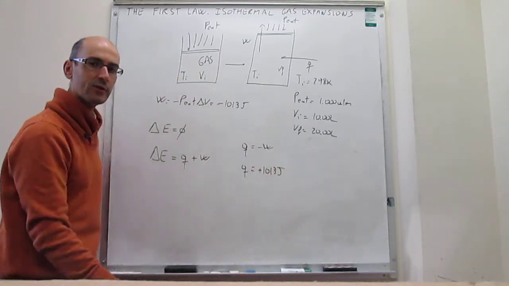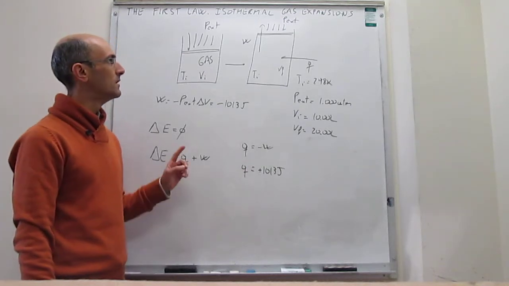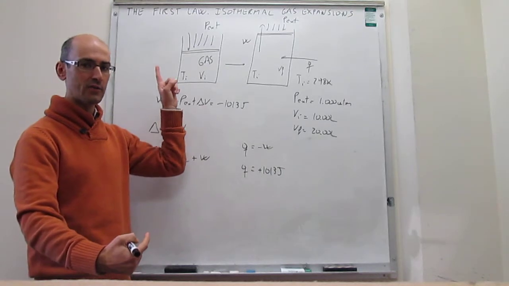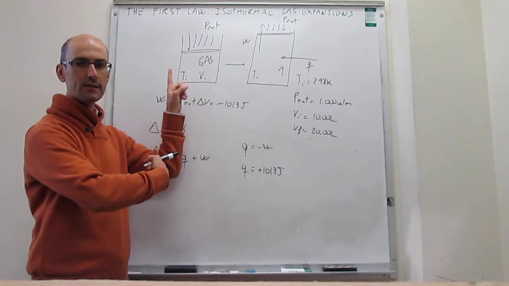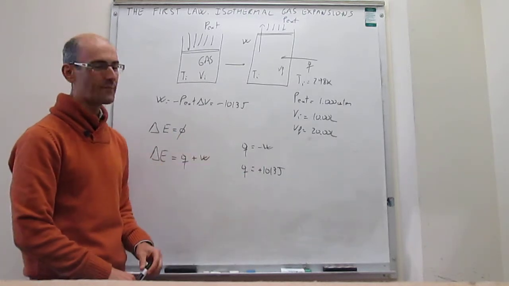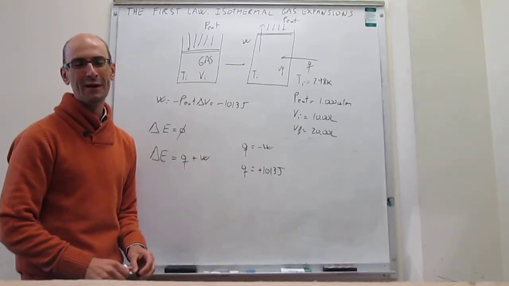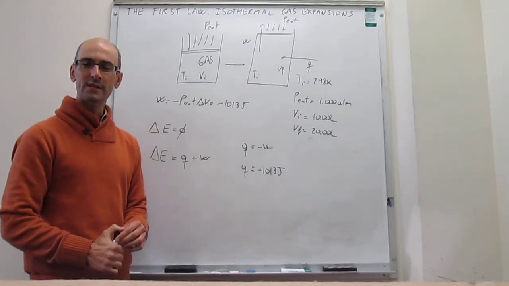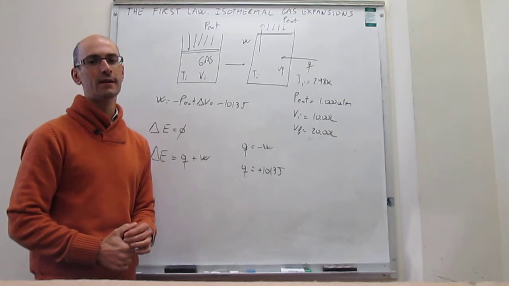That is how you get an isothermal gas expansion. You lose some energy as work, but the same energy that you lose as work is absorbed by the system as heat, and that's what those signs tell you. In this video we have seen a first application of the first law of thermodynamics to the specific case of an isothermal gas expansion.